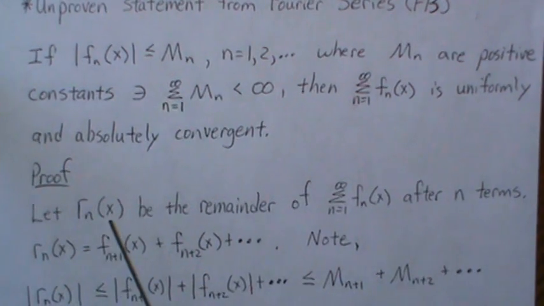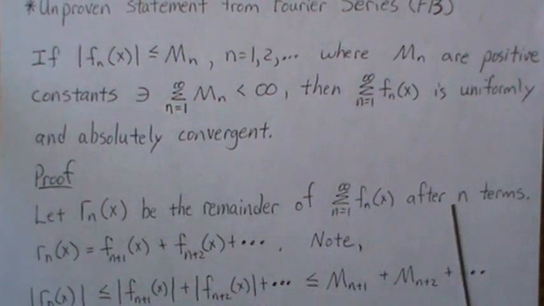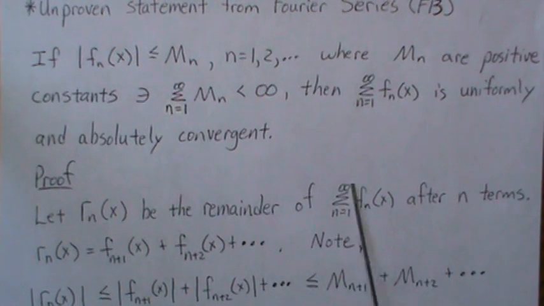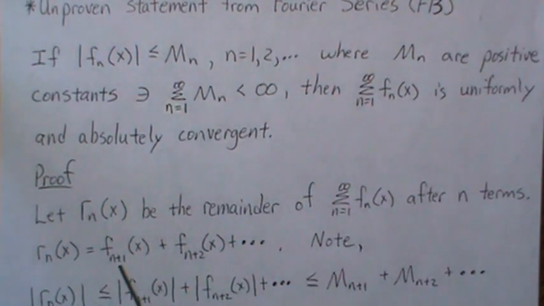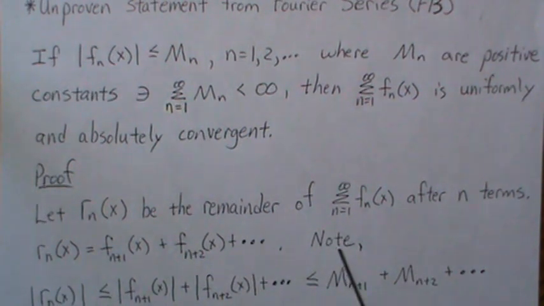So let's let Rn of x be the remainder of our infinite series after n terms. So Rn means we cut off this sequence at n, and so we just look at n plus 1, n plus 2 to infinity. That's the remainder.